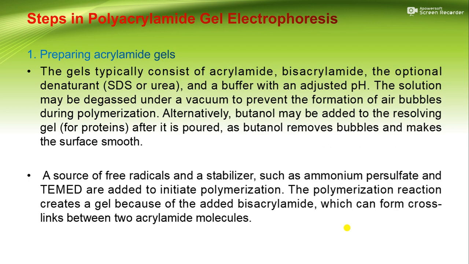Steps in polyacrylamide gel electrophoresis. 1. Preparing acrylamide gels. The gels typically consist of acrylamide, bisacrylamide, the optional denaturant, SDS or urea, and a buffer with an adjusted pH. The solution may be degassed under a vacuum to prevent the formation of air bubbles during polymerization. Alternatively, butanol may be added to the resolving gel, for proteins, after it is poured, as butanol removes bubbles and makes the surface smooth.